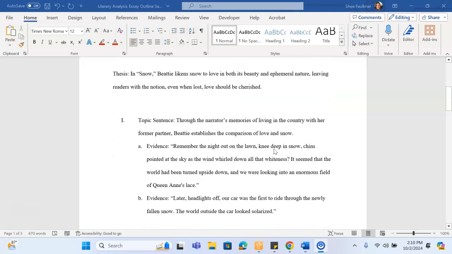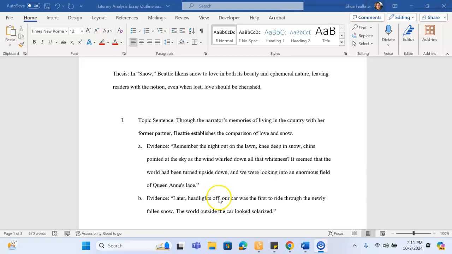Now, in my topic sentence, remember, your topic sentences have to provide an analytical claim that you'll prove in your paragraph through the use of evidence and, more importantly, your explanation of that evidence. So, in topic sentence 1, through the narrator's memories of living in the country with her former partner, Beatty establishes the comparison of love and snow. So immediately I'm getting into love and snow are tied. I use the word comparison. It's perfectly fine rather than using the symbol. The comparison works fine to show how she's building it into a symbol.